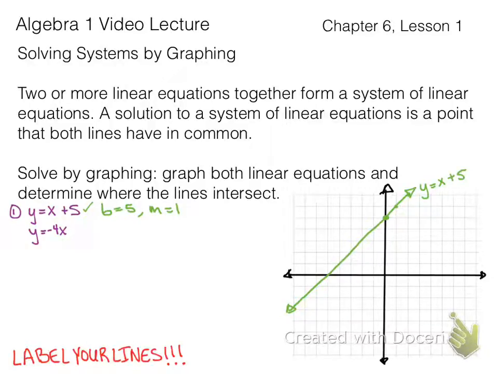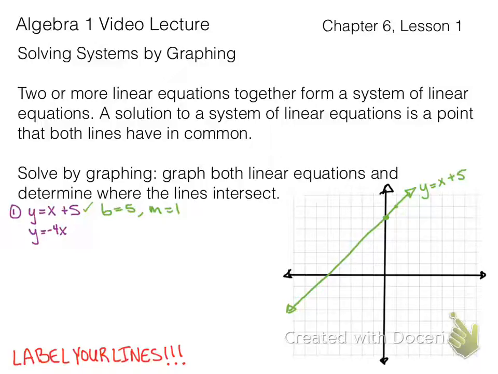Label your lines, especially when you're doing this on your iPad or on paper, where it's difficult to discern one line from the other. And even though I know I can figure it out, I don't want to have to spend time figuring it out. So on your tests, on your quizzes, label your lines. For every other teacher you have after me, label your lines. They will thank you for it.